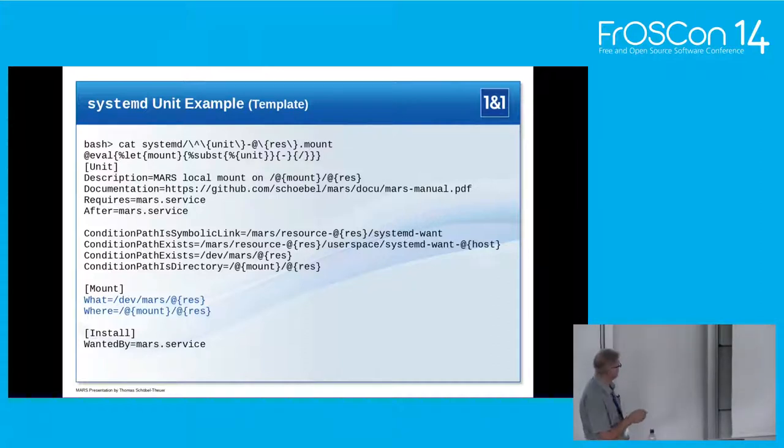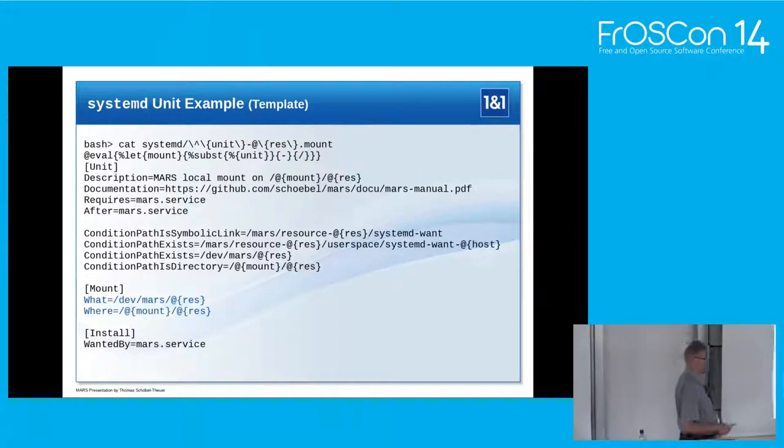And, well, what does it do? It just substitutes the dashes by slashes. You know that Lennart Poettering has invented this dash substitution in his unit files. If you have a mount unit for systemd, the slashes are replaced with dashes. This is a systemd convention, not from Mars. And this is just the inverse operation, converting the systemd unit name back into a mount point path with the slashes. So that's the idea here.